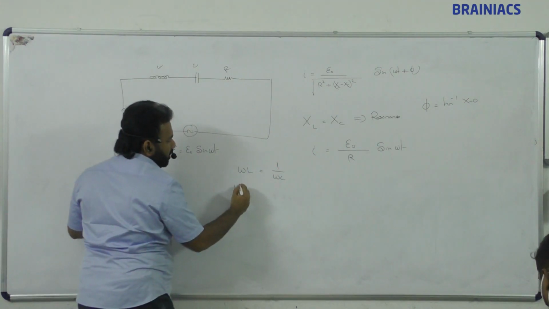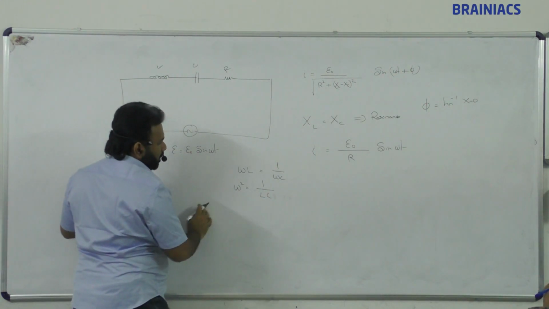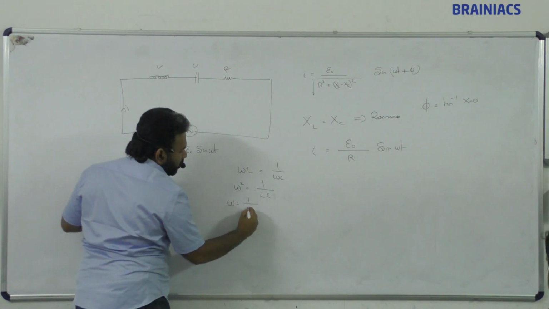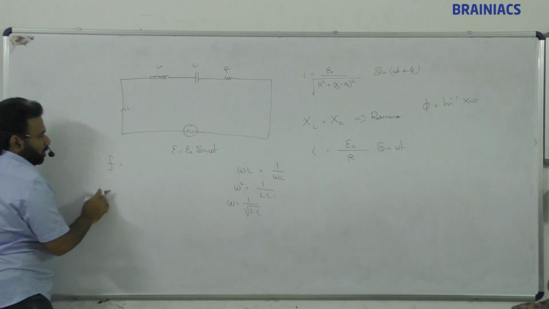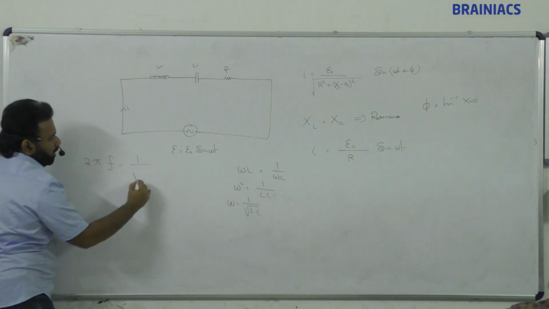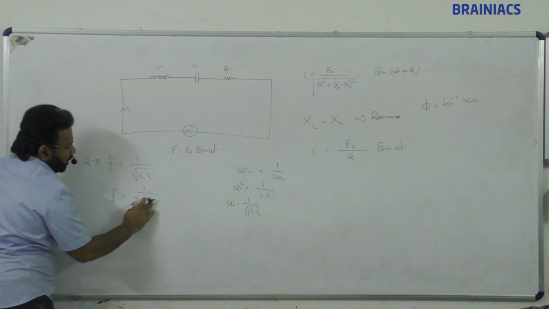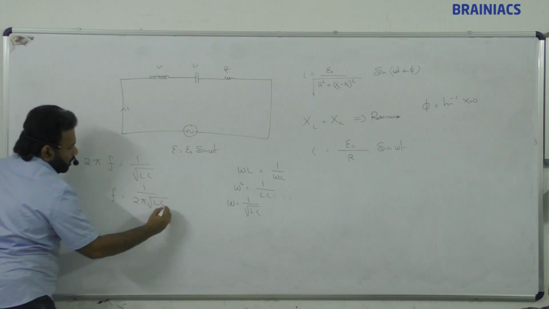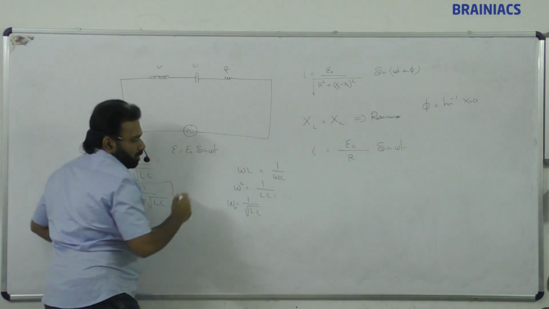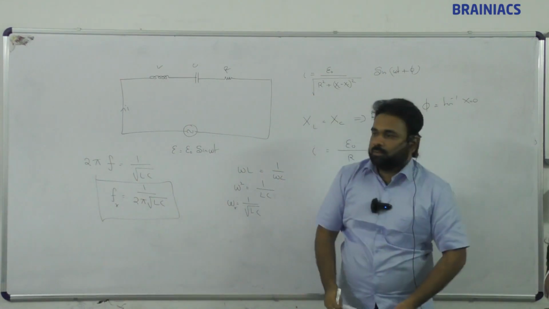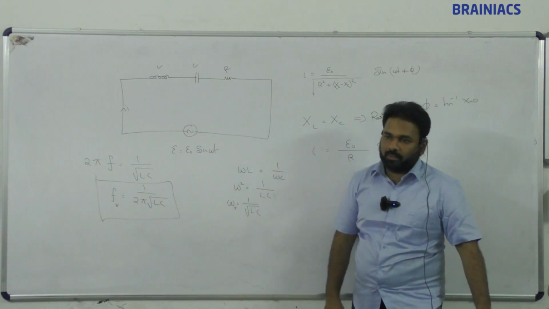So omega squared is equal to 1 by LC, we can write. So from this we can write 2 pi F is equal to 1 by root LC, and finally F is going to be 1 by 2 pi into root LC. Okay, so this is called resonant frequency, angular resonant frequency. So clear? We will discuss more about resonance after a break.